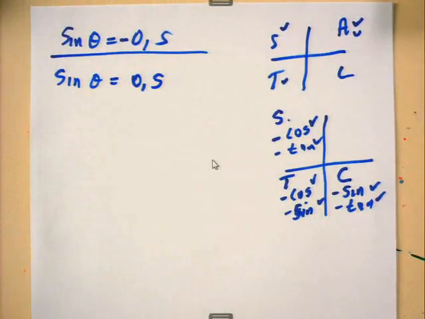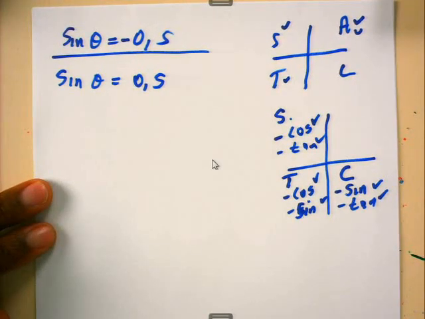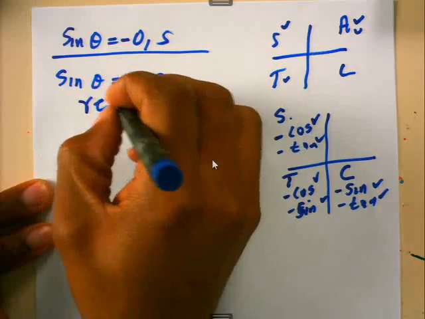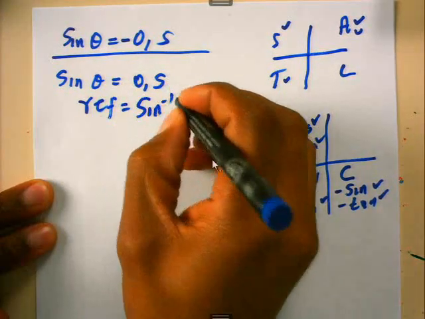0,5. If sine theta is equal to 0,5, what are you going to do here? It's very important. The first thing that you must do is determine the reference angle first. What is the reference angle? The reference angle will be the inverse of sine what?